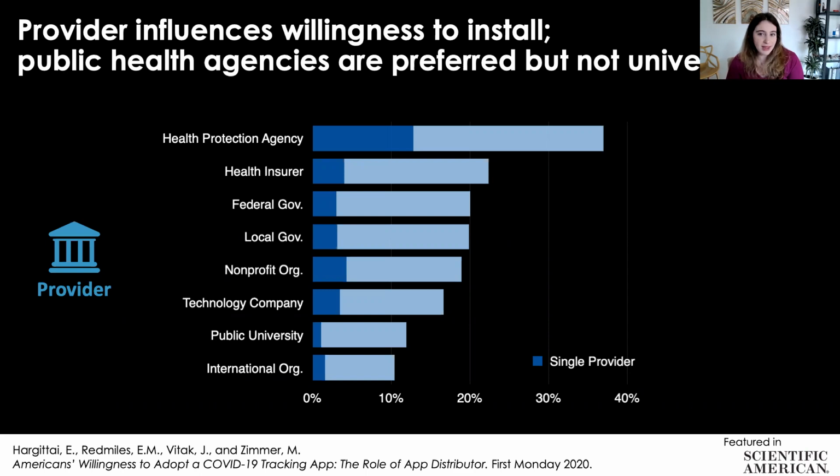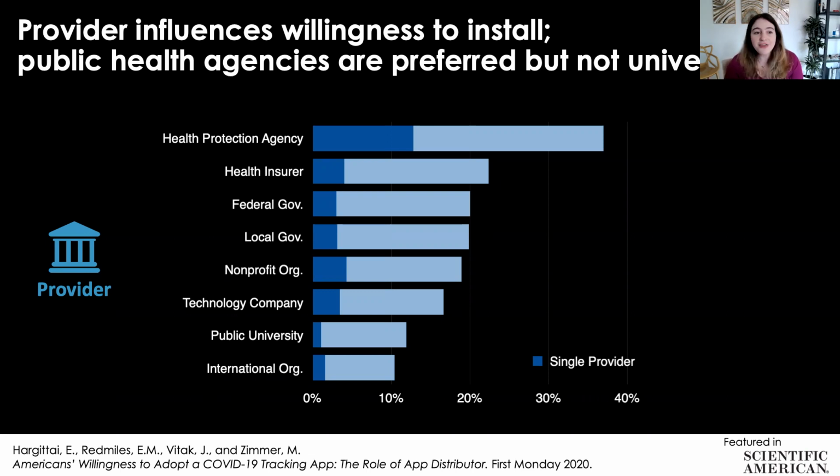We did run this particular piece of the study in Switzerland and Italy as well. And there we see quite different results. So we actually see that more than 50% of people were willing to install an app from the federal government. And so you see a difference in terms of people's trust of government and who they want providing the app in the United States versus at least those two countries in Europe.